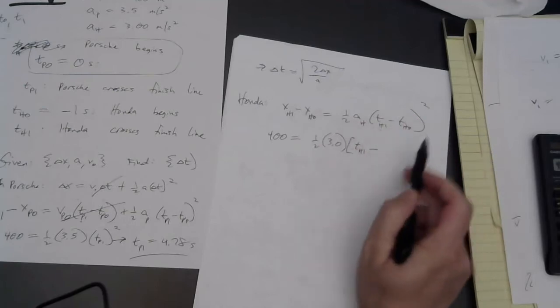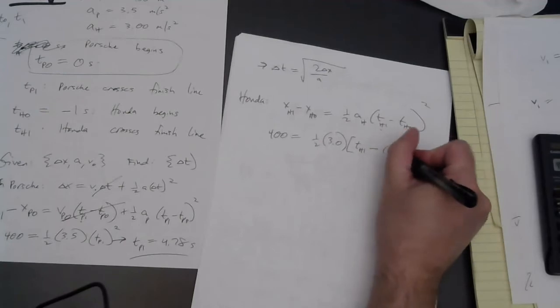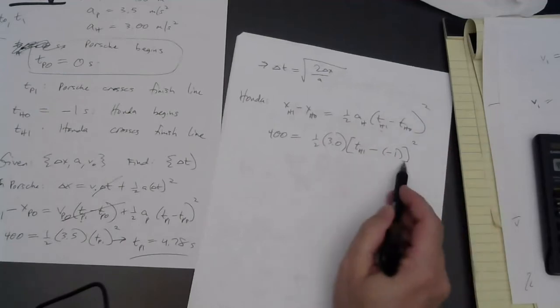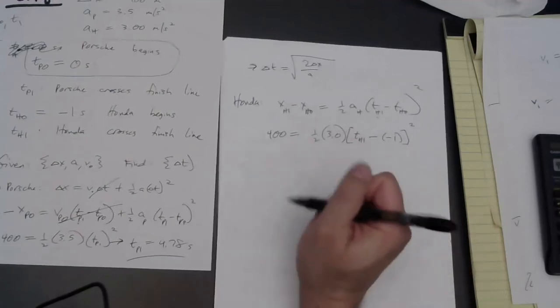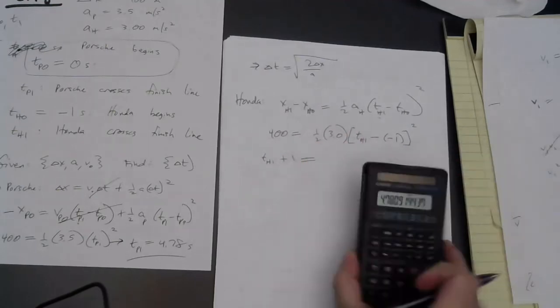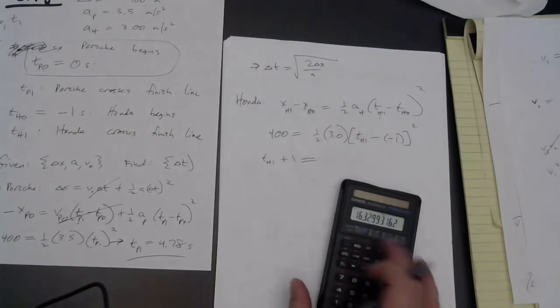TH1 minus, but we do know the time at which the Honda starts. So we decided that that was -1 seconds. If you don't put the minus, then this will come out wrong. Minus is actually plus. So I'll write it this way, TH1 plus 1, and I'd have 800 divided by 3, and then I'd have to take the square root of that.